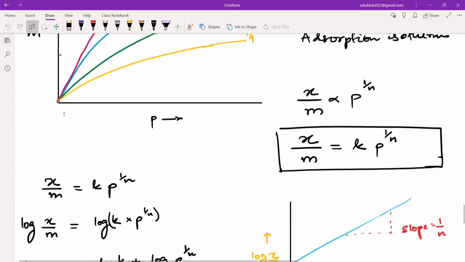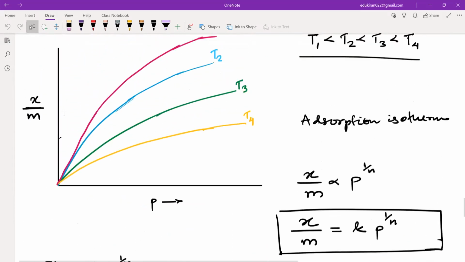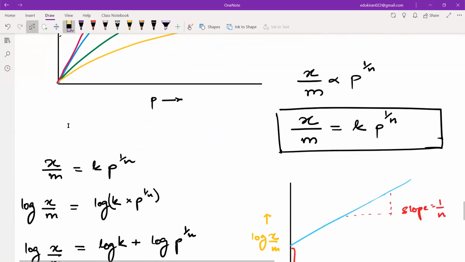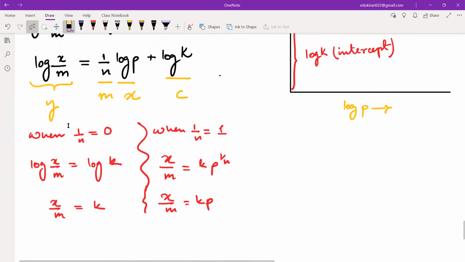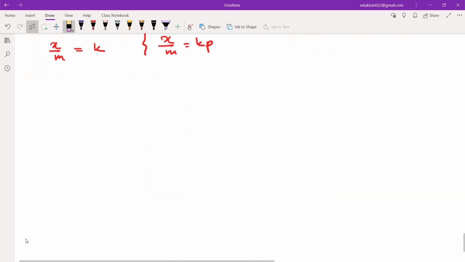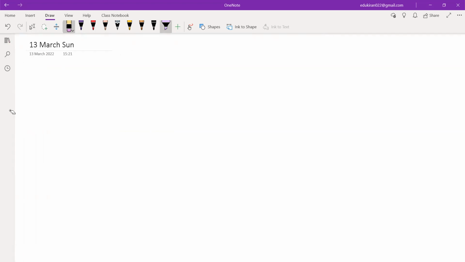Similarly, in this case, what we are seeing is that when we increase the pressure, what is the amount of adsorbate that is getting adsorbed in the adsorbent? So here we have taken into consideration solid adsorbent, but if we talk about adsorption from solution, we can write the topic in this. Okay, let me go to today's class. Yeah, and here write the topic.